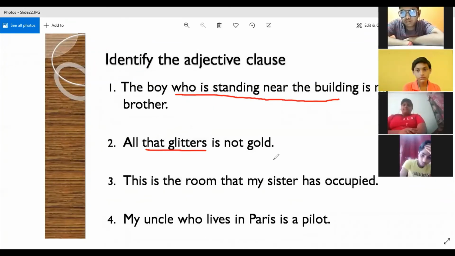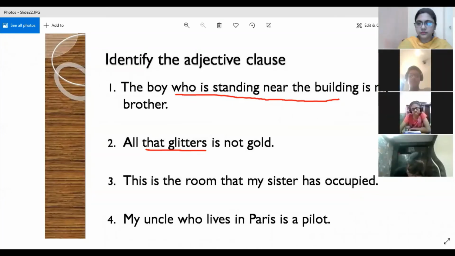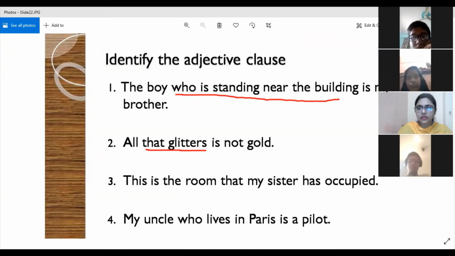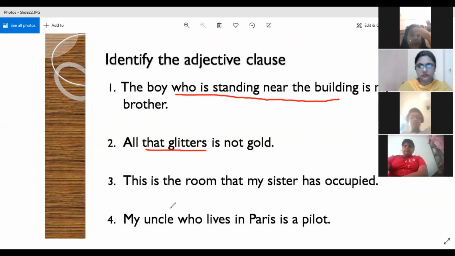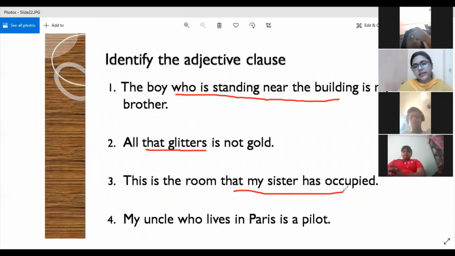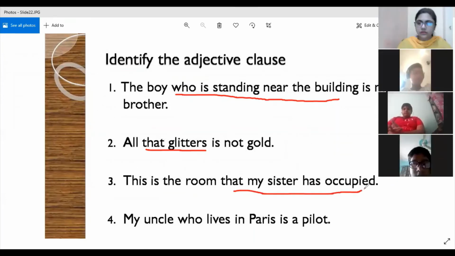Correct. Next, this is the room that my sister has occupied. Okay, yes, Shivansh. Ma'am, the answer will be that my sister. Only that my sister? No, ma'am, that my sister has occupied. Correct. So that my sister has occupied will be our adjective clause.